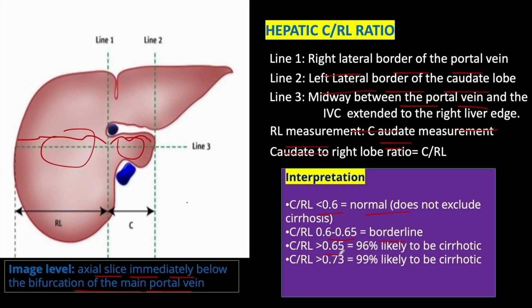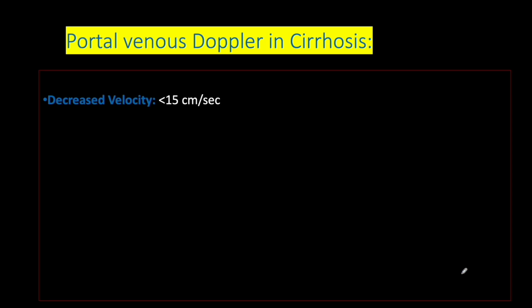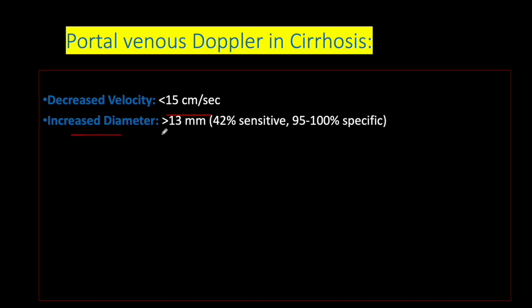However, if the ratio is more than 0.65, then the patient is 96% likely to have liver cirrhosis. And if it is more than 0.73, there is a 99% likelihood of having liver cirrhosis. In liver cirrhosis, due to increased resistance to blood flow inside the liver, the velocity in the portal vein will be decreased, usually less than 15 centimeters per second. The diameter of the portal vein will be increased, usually more than 13 millimeters. A diameter of more than 13 millimeters is highly specific for diagnosing portal hypertension.